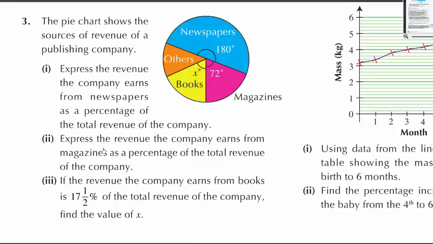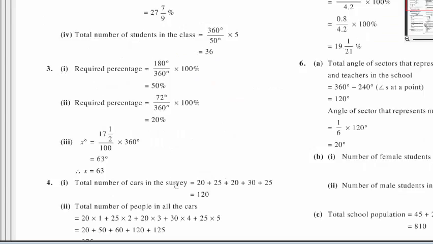Okay, the next one. Express the revenue the company earns from magazines as a percentage of the total revenue of the company. So we want the revenue earning from magazines. Now you can see that again is 72 degrees. So it's 72 over a total of 360. And then since they want percentage, you must times 100. So 72 over 360 times 100, giving you 20%.